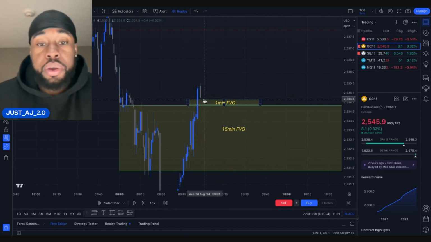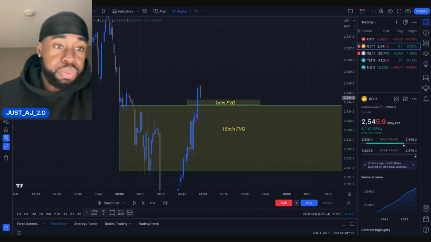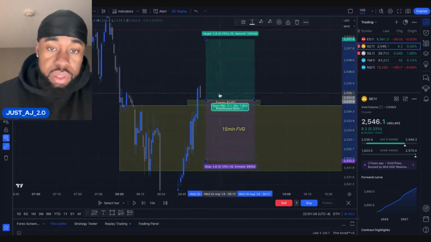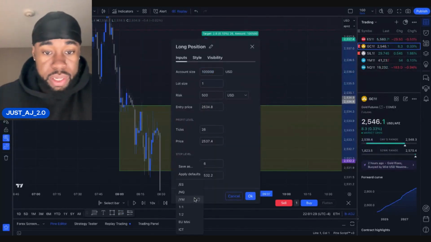Okay. So again, I'm trying to get long, and as soon as this price comes down and taps into this 1 minute fair value gap, I'm preparing to go long, right? And all my risk to rewards are fixed. You can actually see it in my templates.